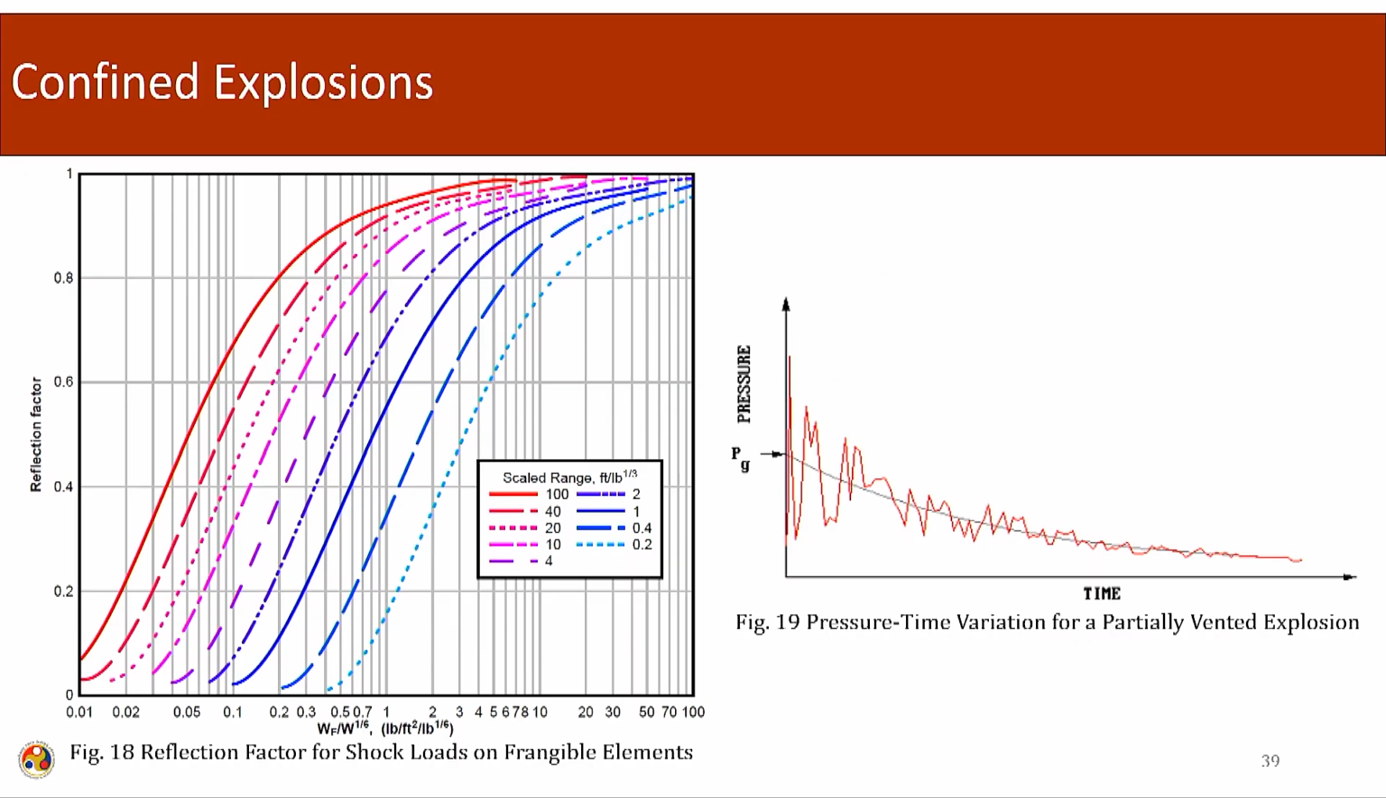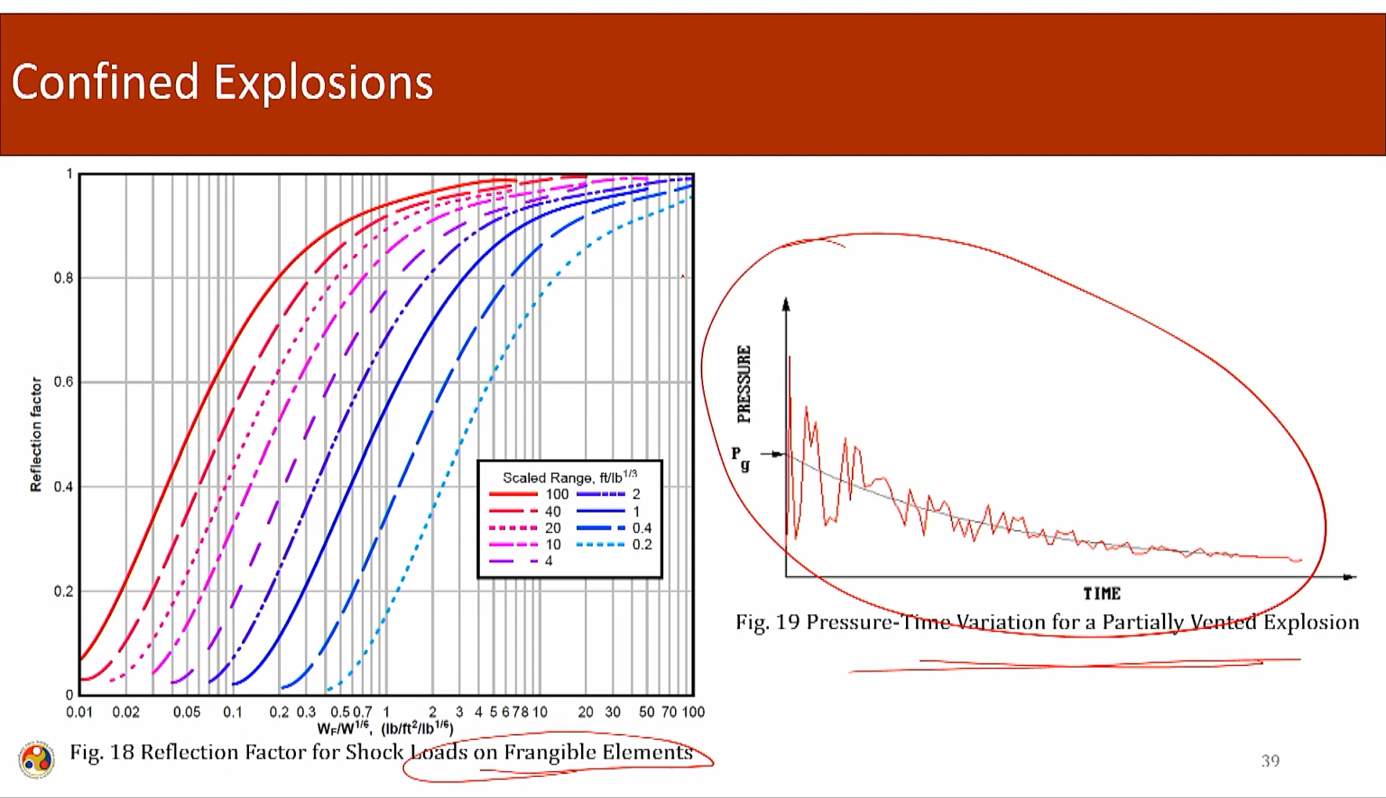Moving ahead, here we are seeing the reflection factor. The reflection factor for the shock loading on a frangible structure is shown out here. For a partially vented explosion, the distribution of the pressure is shown. This is the scale range, from 0.2 to 100. Depending upon the scale range, this is nothing but my Z factor. For the different Z factors, this reflection factor has been considered.